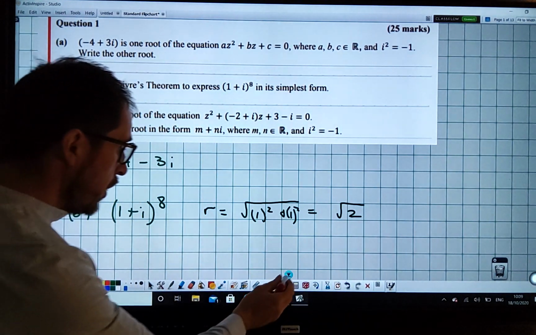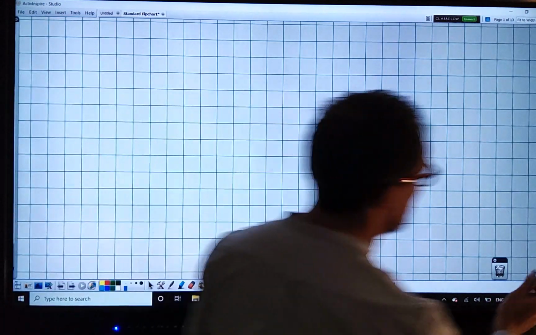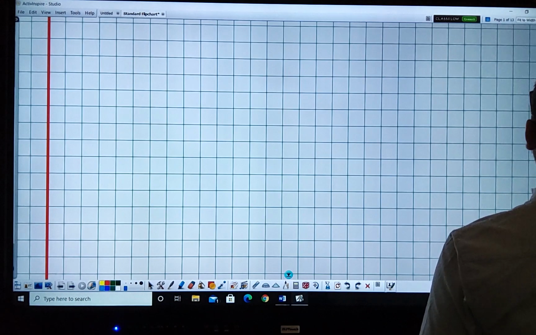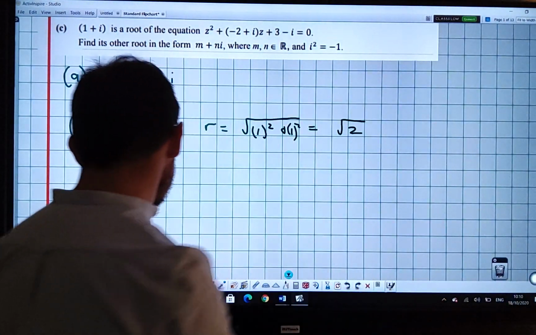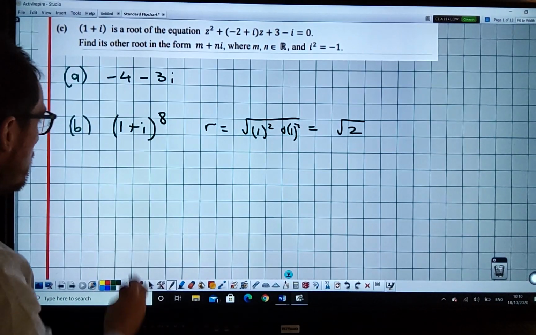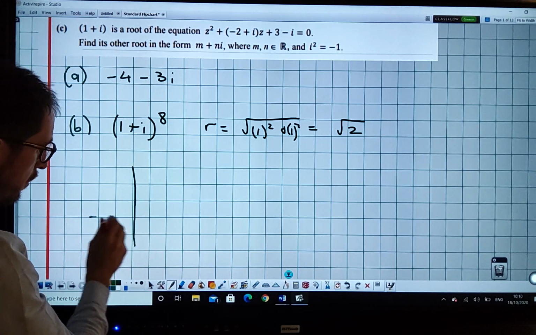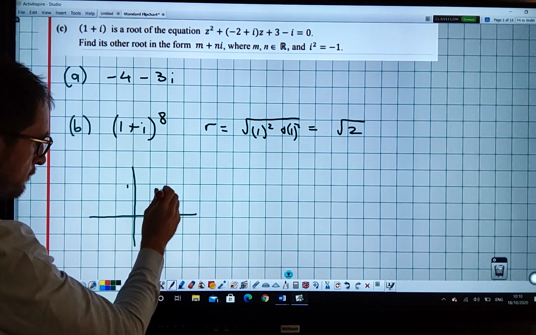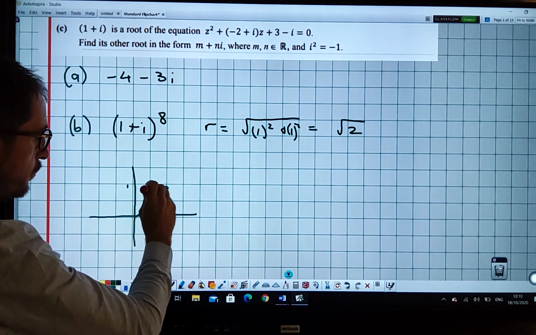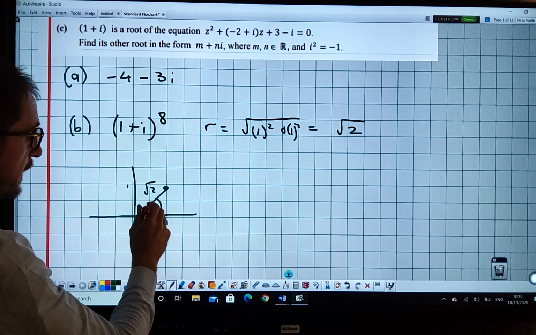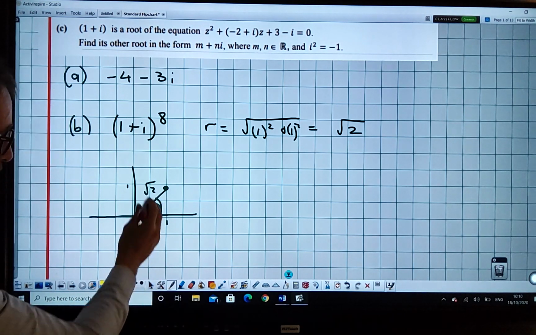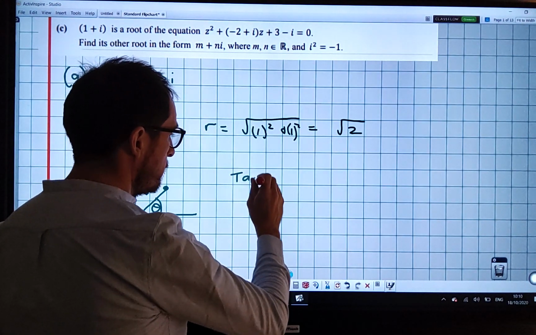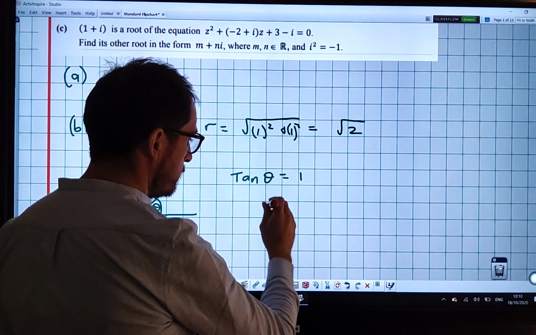What I always do with these questions is draw a little diagram to give me an idea of where it's going to be. So if we say 1 and 1, we know that this is root 2, and I want to figure out what this angle here is. The opposite over the adjacent is 1 over 1, so I can say that tan theta is equal to 1.